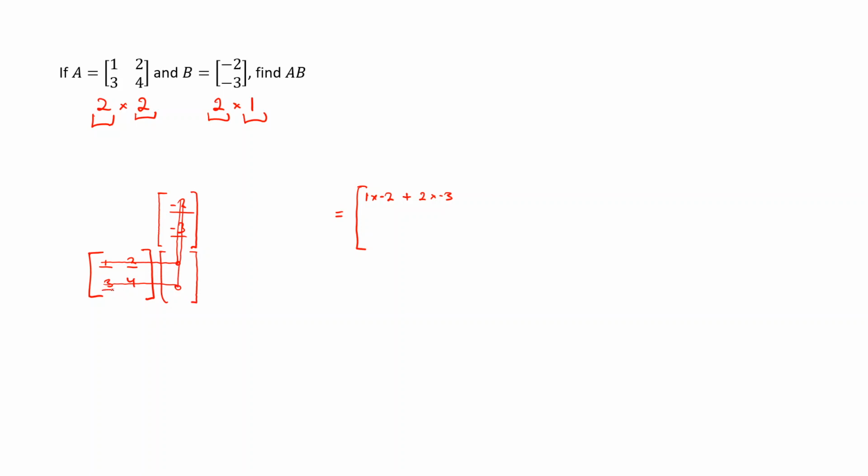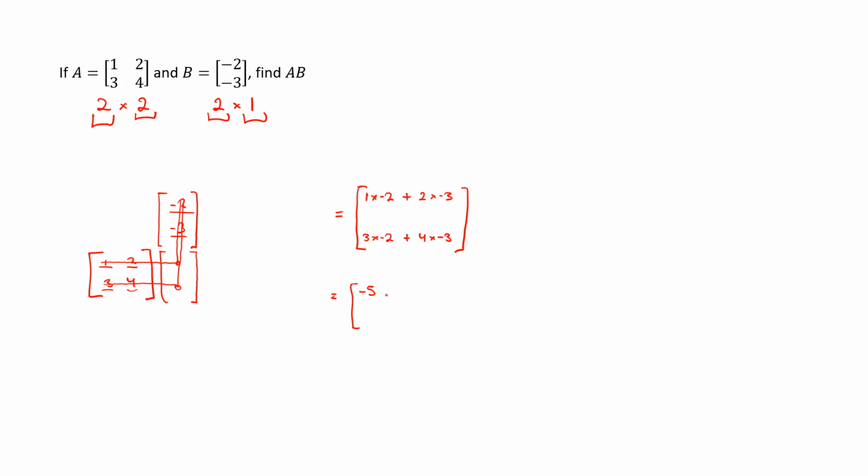So I'm going to do 3 times negative 2 first. I'm going to add to this 4 times negative 3. Okay, and that's it. That's the only two entries in our product matrix. And now we can just work it all out. So in the first entry, I'm going to get negative 2 minus 3. So it's going to be negative 5. And in this entry here, I'm going to have negative 6.